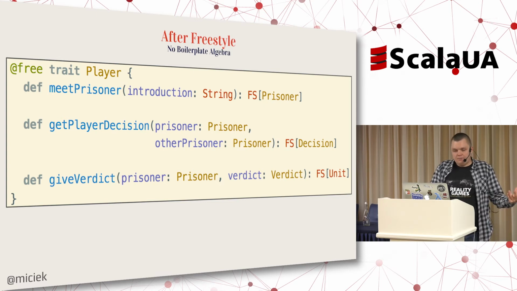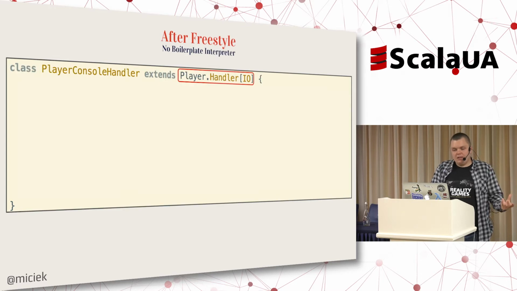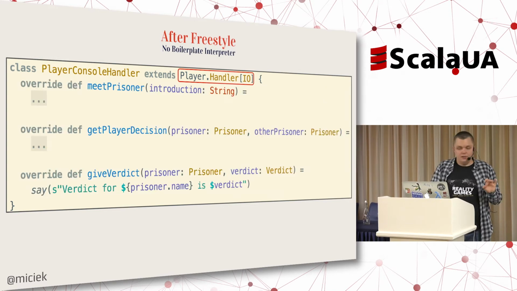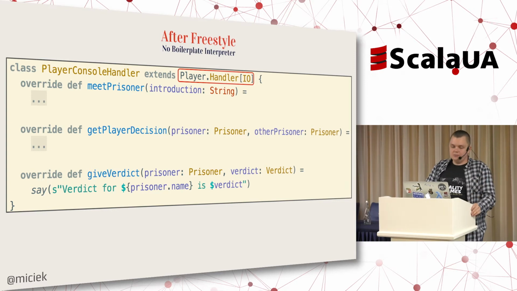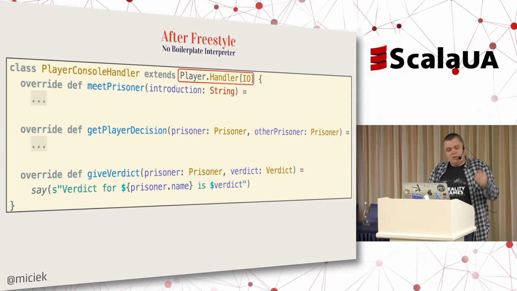So this is the player free operations. The handler is an interpreter in Freestyle nomenclature. So this is how we are interpreting player into IO. So by overriding the methods in the handler, which are provided by Freestyle, meet prisoner, get player decision, give verdict. The same thing, but maybe in some kind of nicer wrapping, right? But much cleaner for the reader.